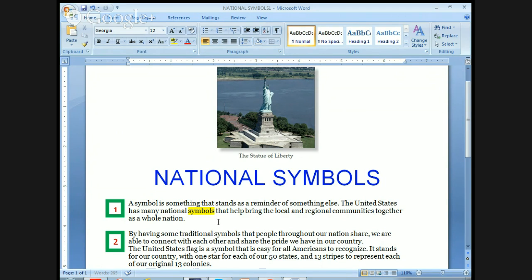Yes, I can see. Awesome. I did not hear the S on symbols. Could you pronounce the word symbols for me 5 times? Symbols, symbols, symbols, symbols, symbols.